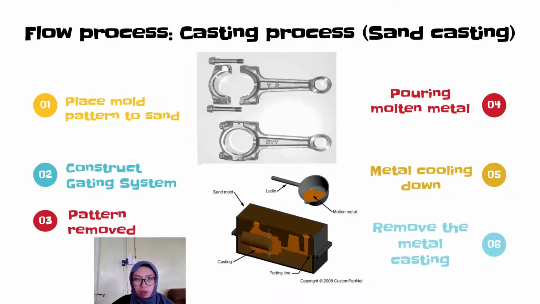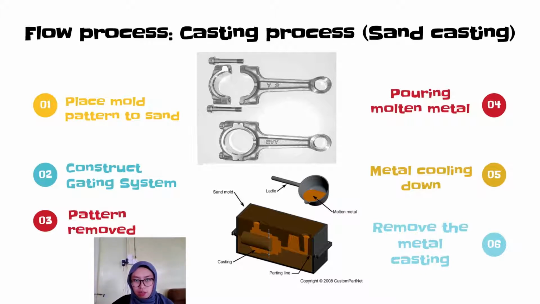I will present part of casting process and joining process. For this part, I will present about the flow process of casting process. For this process, we chose the sand casting process to make a connecting rod. The connecting rod is a part of the piston and it is joined between the piston head and rod cap. We chose sand casting because it is an easier process than other casting processes.